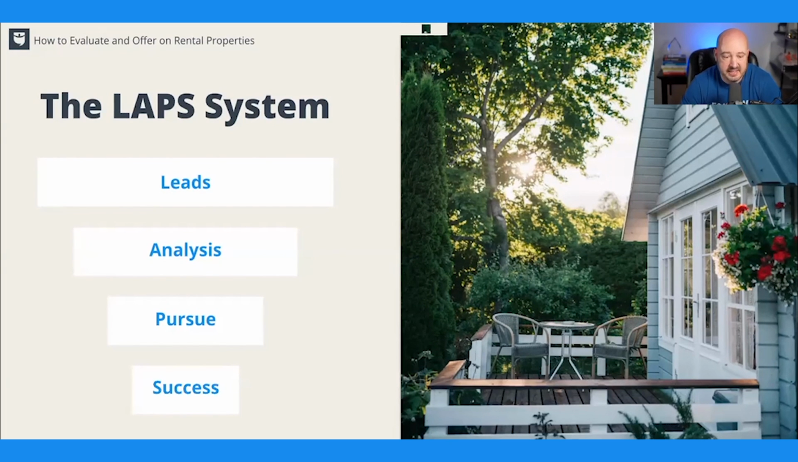And then the last is success. That's the S in LAPS. You write enough offers, you pursue enough deals, you're going to be successful. Now, here's the good news to you. Even though this is a 4-step system, success is not really a step. It just happens. You only have to do the 3 things: find leads, analyze them, and pursue them. Success is the result. So there's really only 3 steps you have to take if you want to be a real estate investor. And those of us that do this all the time just build systems around those 3 steps.